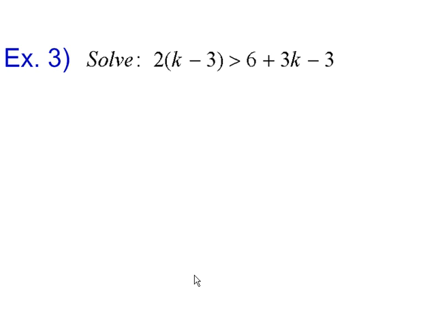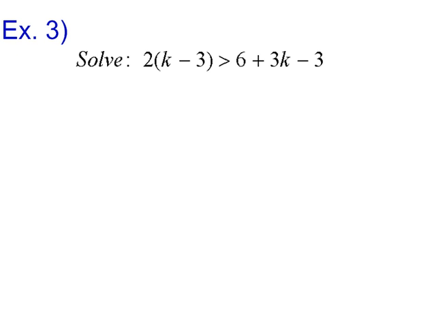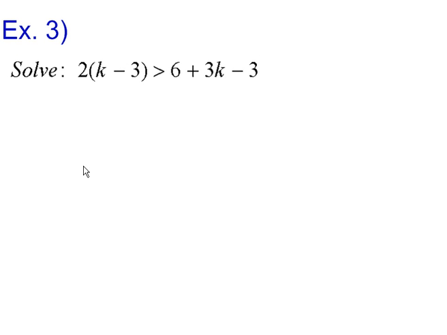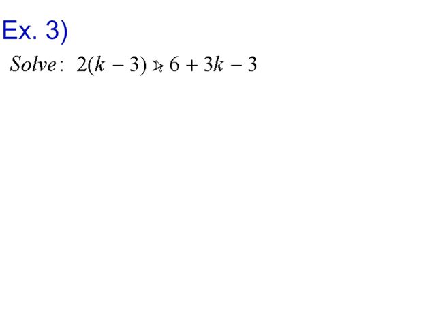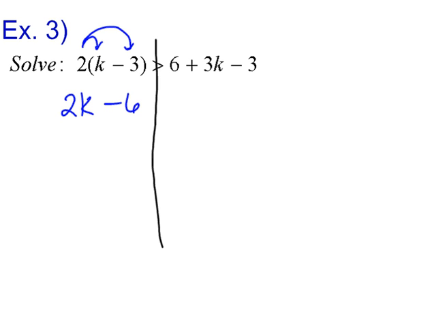So let's take one a little bit more crazy. I have 2 times k minus 3 in parentheses, and that's greater than 6 plus 3k minus 3. All right, so stick with the left for a second. On the left, I can distribute. So let me give it 2 to the k, and I would get 2k. And then 2 to the negative 3, that would give me negative 6. So just when I'm working on a single side, it doesn't matter what's going on. It leaves the sign alone. On the right side, I can put the 6 and the negative 3 together, can't I? So the 3k is going to stay, and 6 minus 3 is 3.